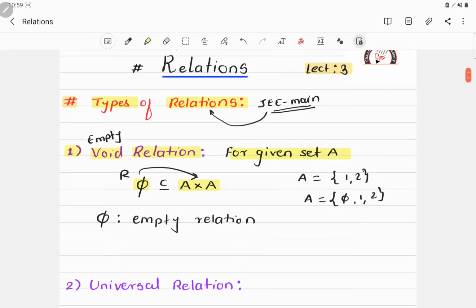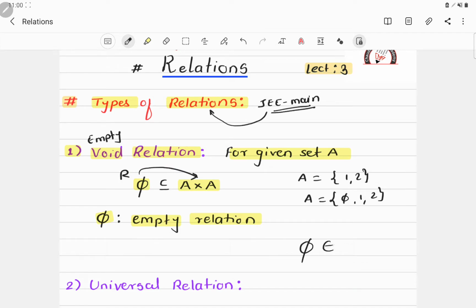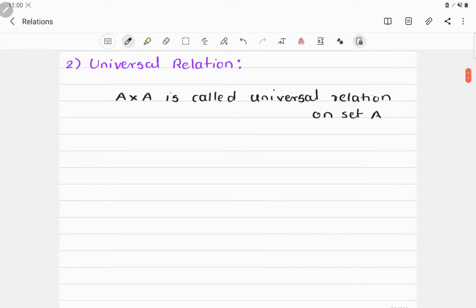Okay, so this phi is called the empty relation, or this phi is also called the void relation, because phi is always a part of all kinds of sets. Therefore phi is always a relation that belongs to A cross A. So phi is a kind of relation that always belongs to the Cartesian product A cross A. Therefore phi is always a relation, and it is called the empty relation, or the void relation.